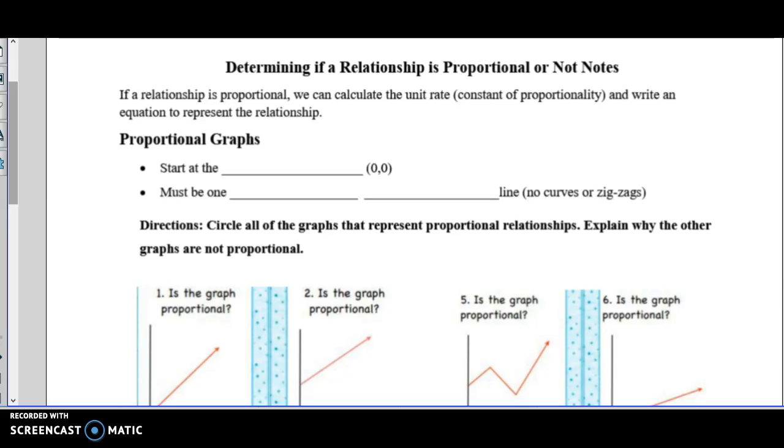In order for a graph to be proportional, it has to start at the origin, which is 0, 0 on the coordinate plane. It also must be one straight continuous line. And that means it doesn't have any curves or zigzags. So now let's take a look at the examples. The directions say circle all of the graphs that represent proportional relationships. Explain why the other graphs are not proportional.